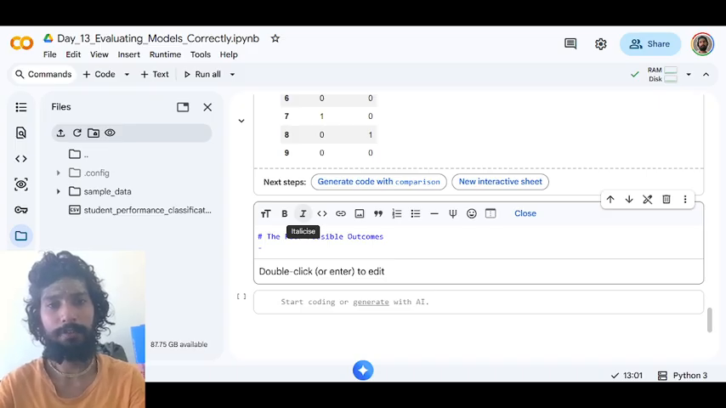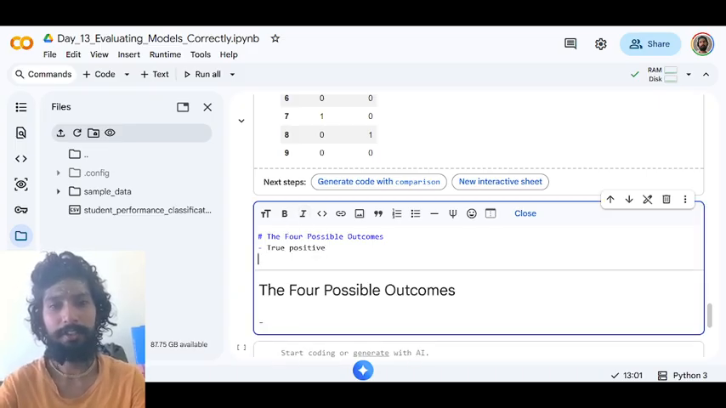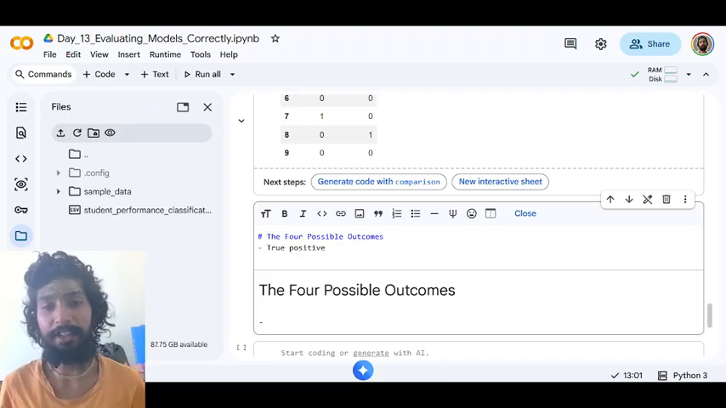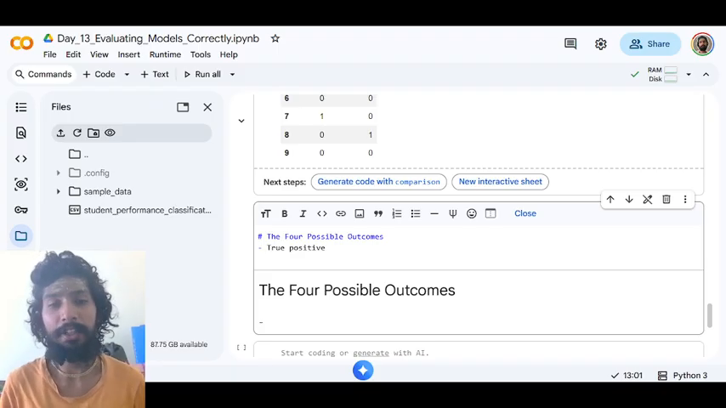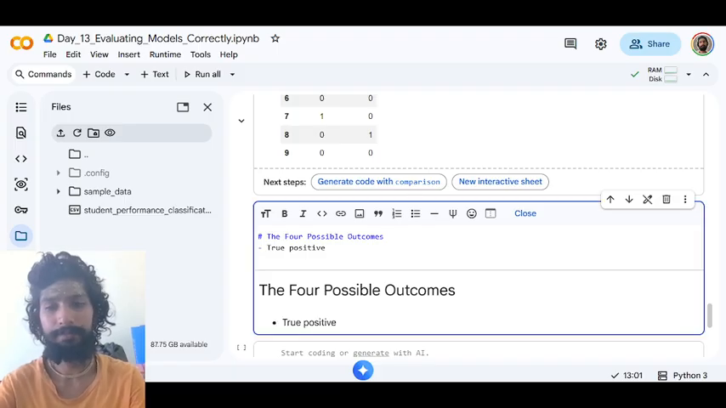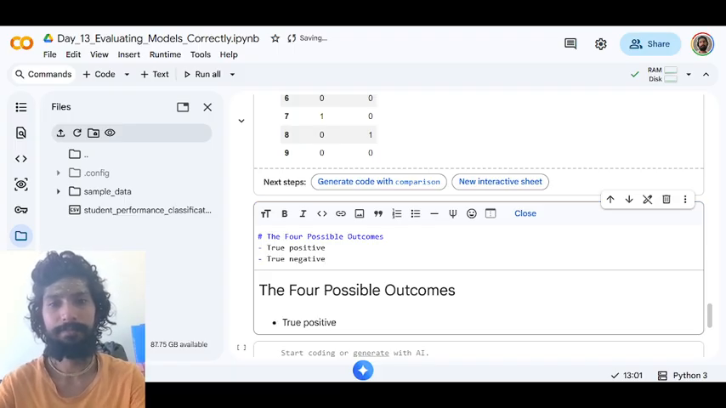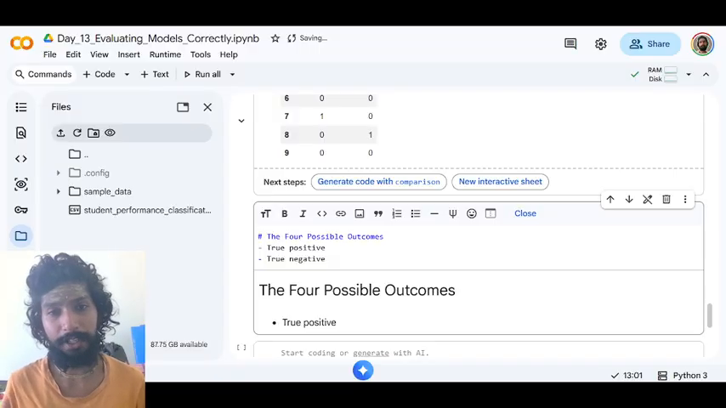First is the true positive. The model predicts that the student is at risk. The student is actually at risk. The prediction is correct. This is called a true positive. Second is the true negative. The model predicts that a student is not at risk. The student is actually not at risk. The prediction is again correct. This is called a true negative.